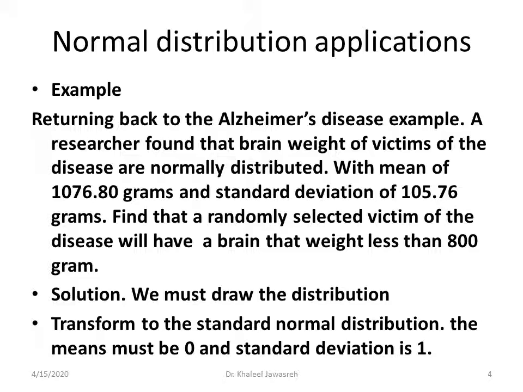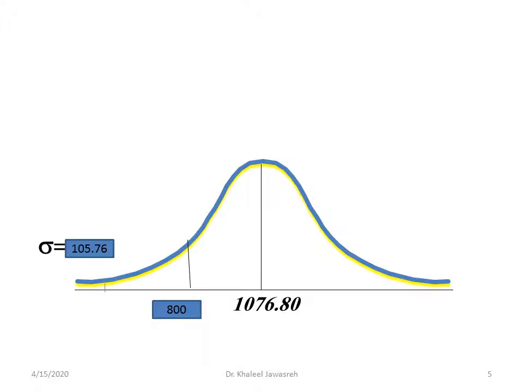So for the solution, we must draw the distribution curve, then transform to the standard normal distribution, where the mean must be equal to 0 and the standard deviation equal to 1. If we want to convert to the standard normal distribution curve, we need to use the equation and also draw it first. The first step for solving such examples is to draw the curve.